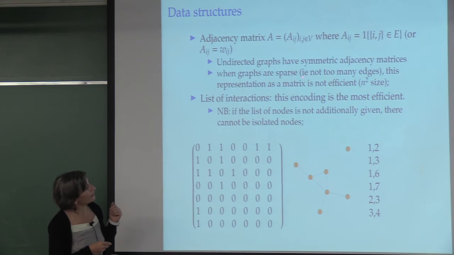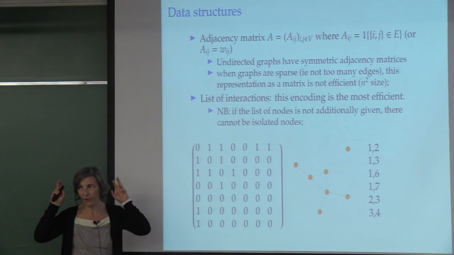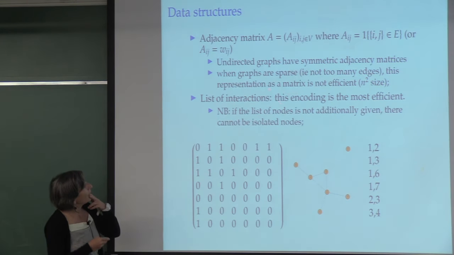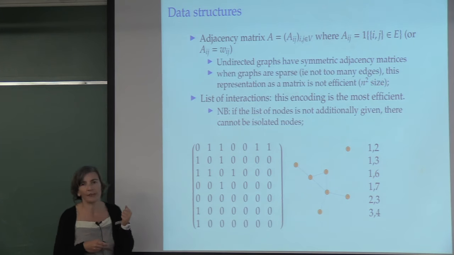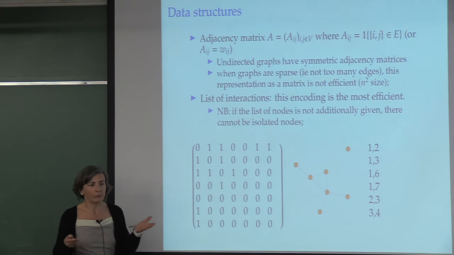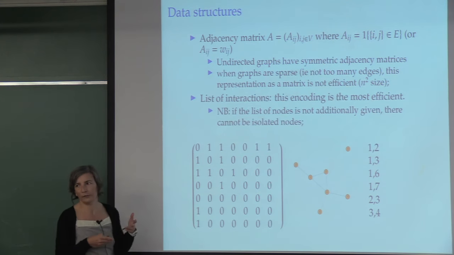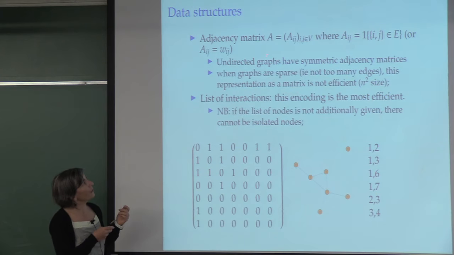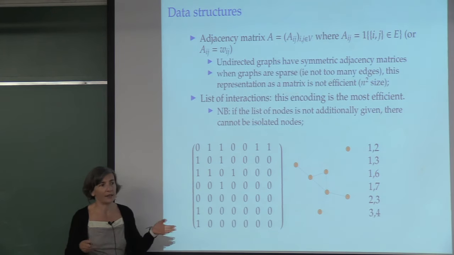When graphs are sparse, which means that you have not too many edges, that's very informal for the moment, but there's a notion of sparse graph. This representation as a matrix is not efficient at all, because if you have n entities in a matrix, you have n square values. And when n is large, encoding all those n squared values is huge. In fact, sparse graphs are most observed in the literature, and in a sparse graph, you tend to have a number of interactions that is big O of n, of the same order as the number of nodes, and not as n square, okay? So in this case, encoding the graph by its adjacency matrix is not interesting.